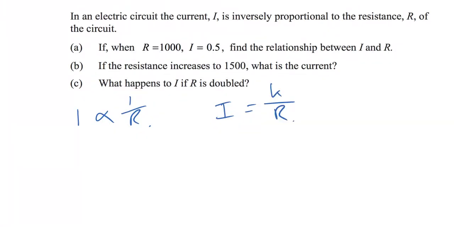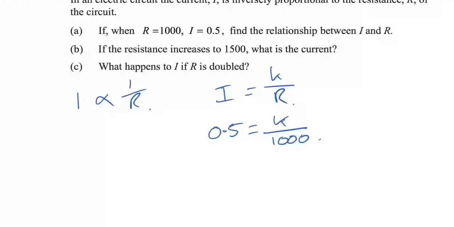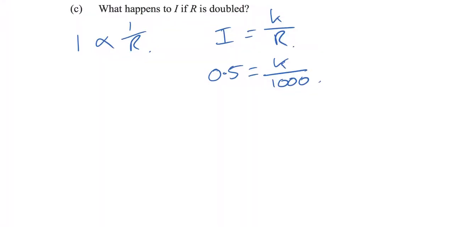Right, let's carry on. So A, when R is 1,000, I is 0.5. Find the relationship between I and R. So we're going to put those numbers in. I is 0.5 when R is 1,000. In order to find K, we're going to need to solve that equation. Let's times both sides by 1,000, and we should be able to work this out.